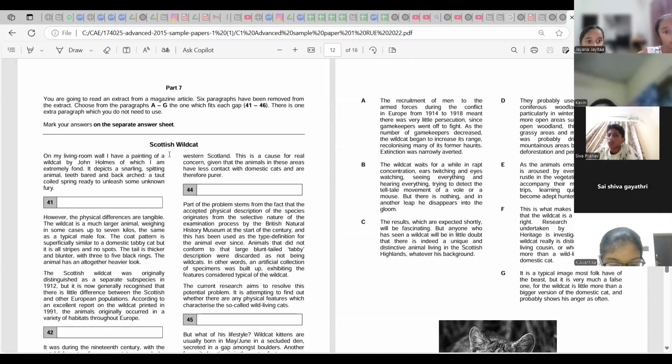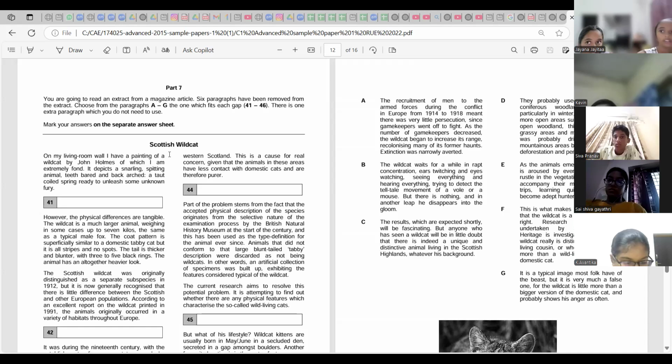However, the physical differences are tangible. The wildcat is a much larger animal, weighing in some cases up to 7 kilos, the same as a typical male fox. The coat pattern is superficially similar to a domestic tabby cat, but it is all stripes and no spots. The tail is thicker and blunter, with 3 to 5 black rings. The animal has an altogether heavier look.